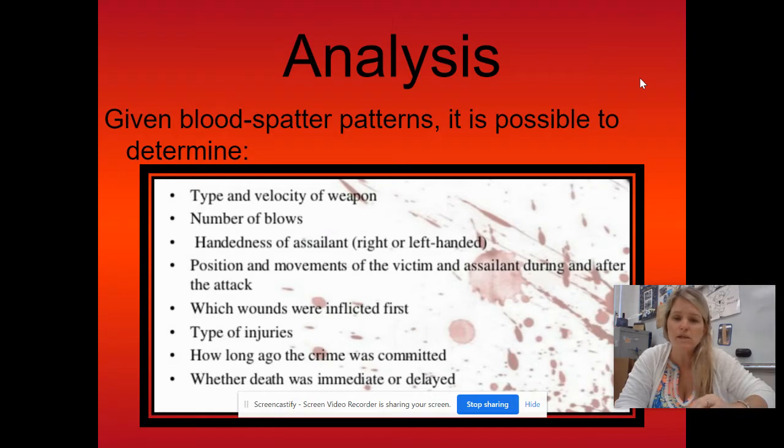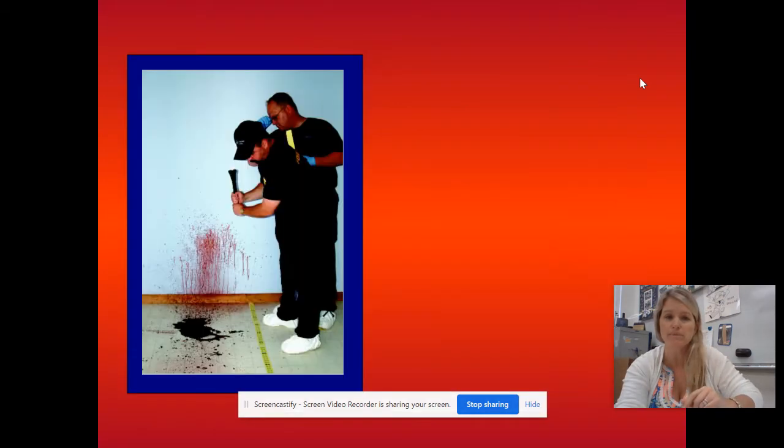We could determine how coagulated the blood is, like if it's chunky or whatever, if it's been a long time since the crime occurred, or if the blood is dried, lots of different things like that. So we're going to look at these in specifics.